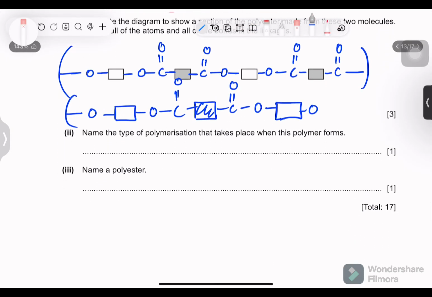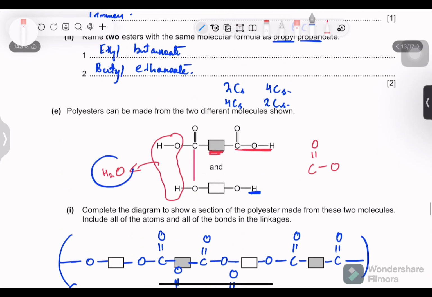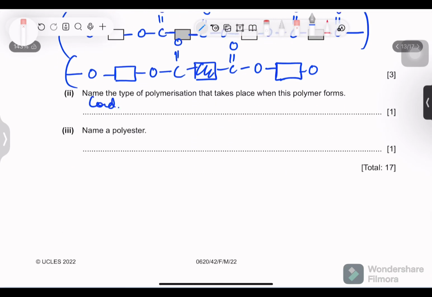Name the type of polymerization that takes place when this polymer forms. Water is being formed, so this is condensation. Name a polyester. This should be terylene, but it is no longer in your syllabus, while the polyester in your syllabus now is PET. And we have another thing called nylon, which is a polyamide.